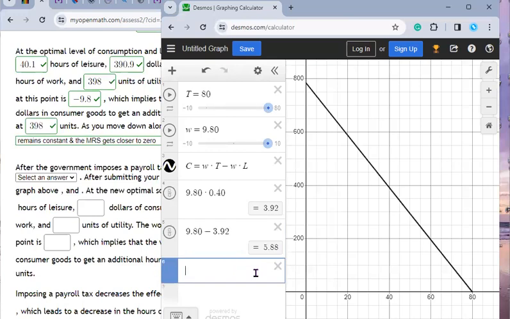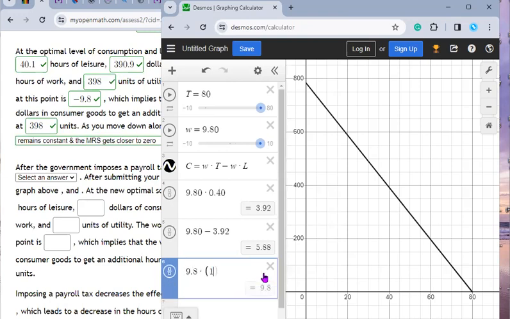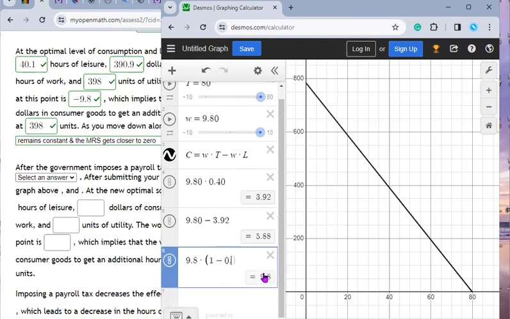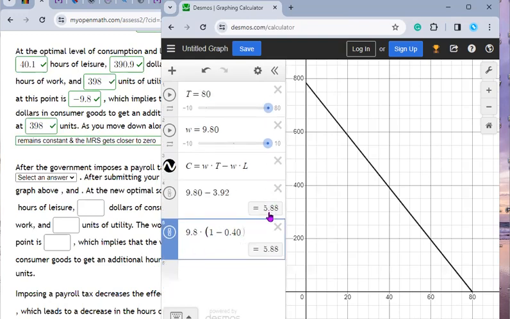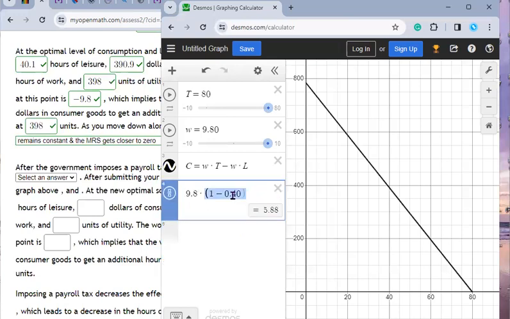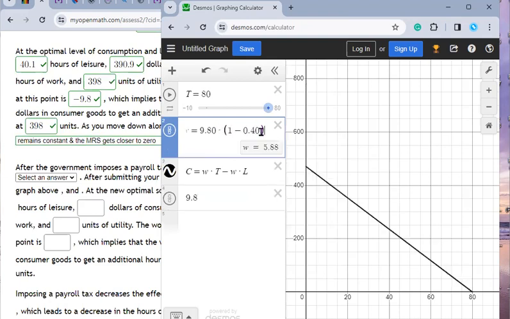Now there's an easier way to do this. We can do it all in one step. We can multiply 9.8, the original wage, times 1 minus the tax rate, right? 9.8 times 1 minus the tax rate is 5.88, right? So we're gonna copy this part up here to here, right?